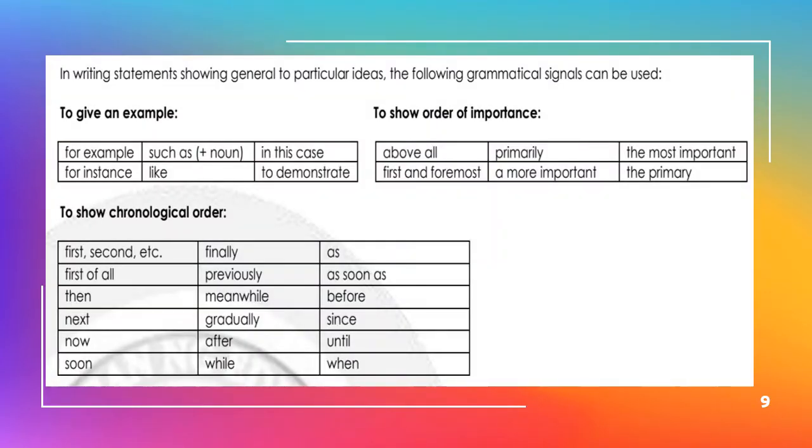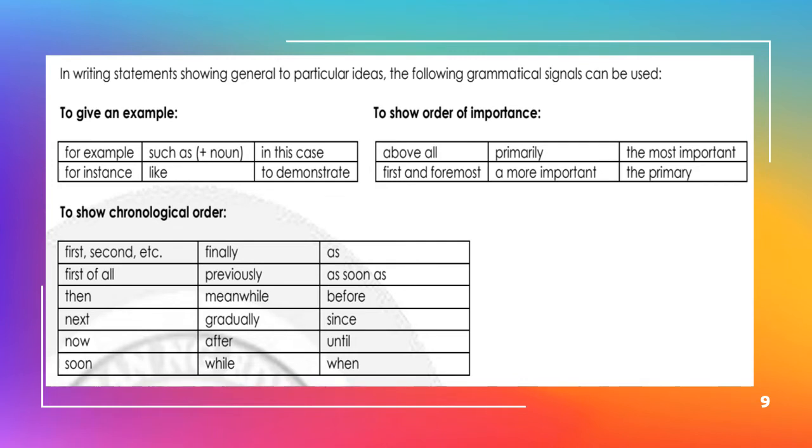Okay, so in writing statements showing general to particular ideas, these are the following grammatical signals that we can use. So the first one, to give an example. So from general, we're being particular. So how are we going to be particular? By giving examples. So what are the grammatical signals that we can use? We have for example, for instance, such as, like, in this case, to demonstrate.